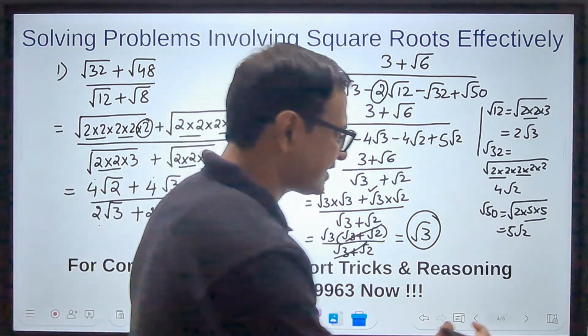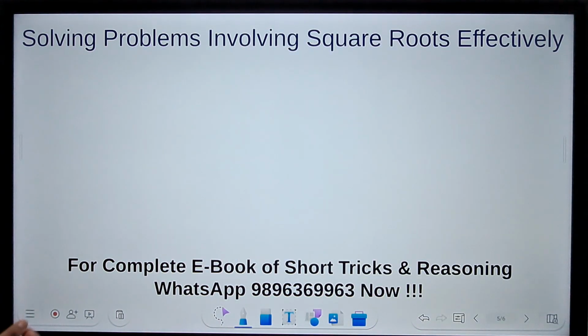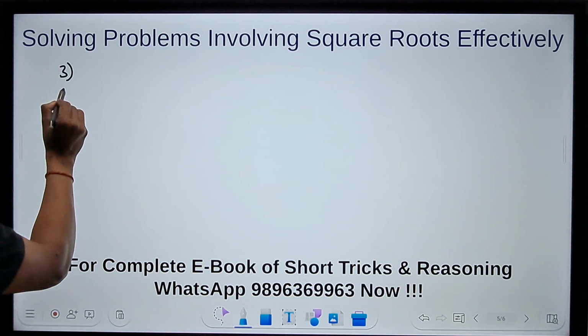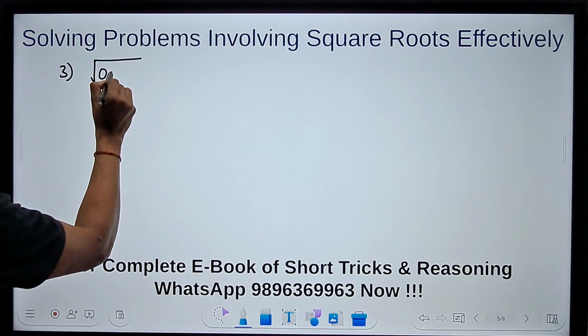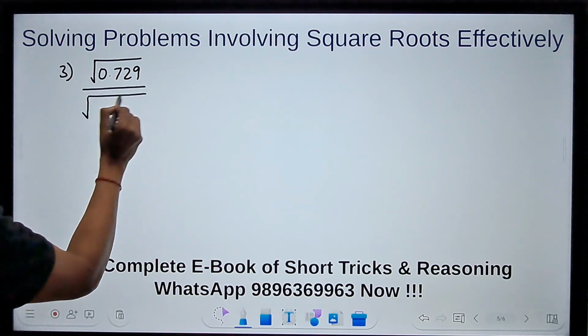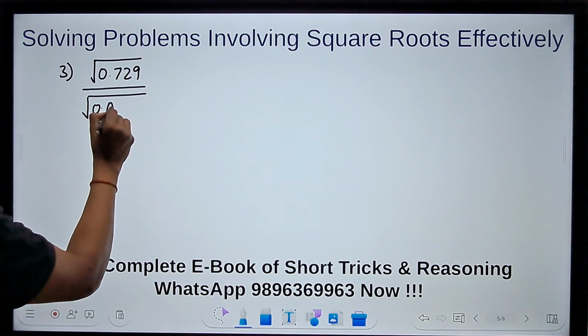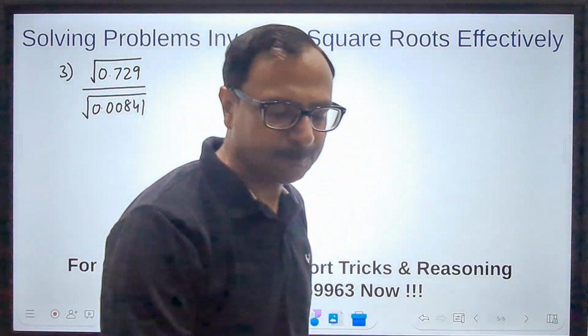Okay friends, let's see some more questions. Let's complicate the problem a little bit by having some decimals. So this is question 3 which I am taking up for this video. 0.729, okay, and in the denominator 0.00841. Right, we need to simplify this now.